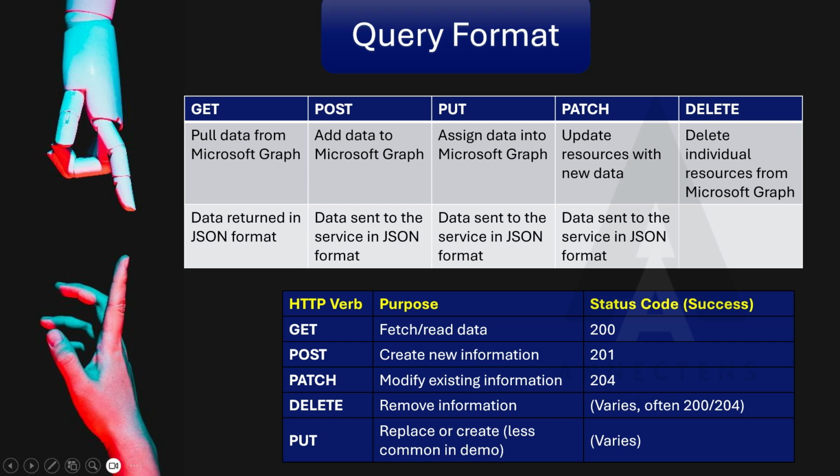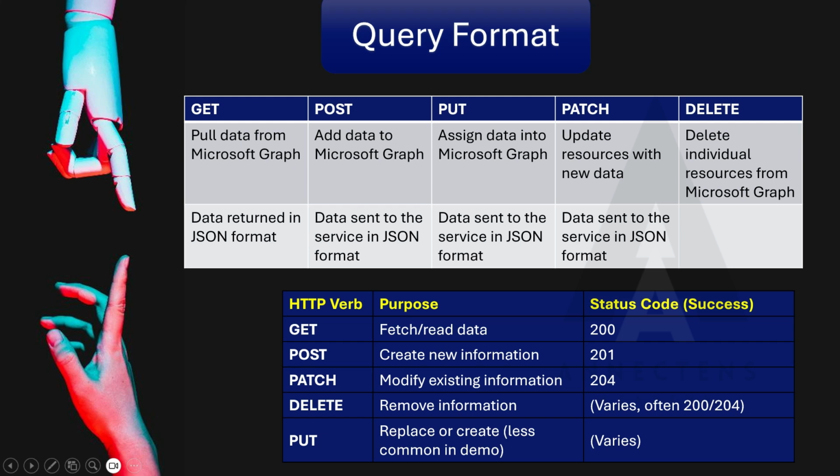Delete is very straightforward: you want to remove a resource. For example, I want to remove a device, so I can simply go and use delete and take it out. Now we have some HTTP verbs, like for get, we have fetch or read. If you're getting a 200 status code, it means that your get command has run successfully, right?